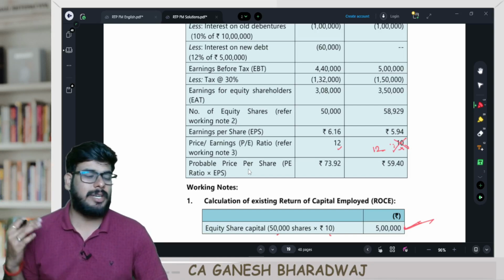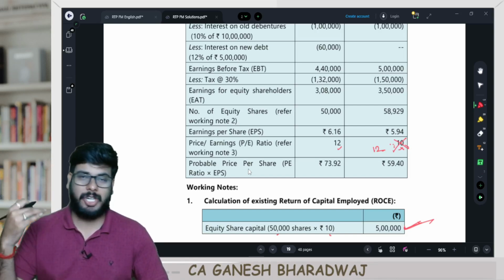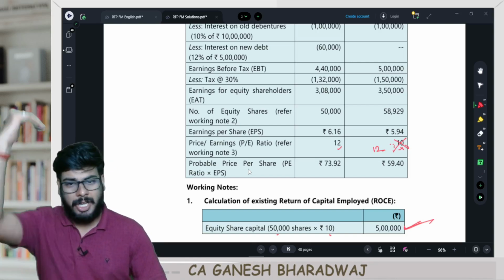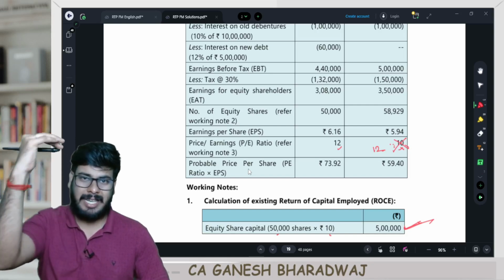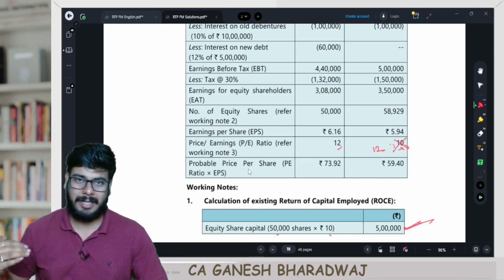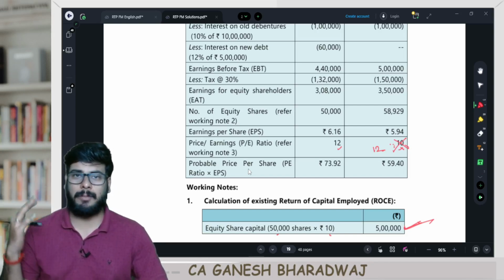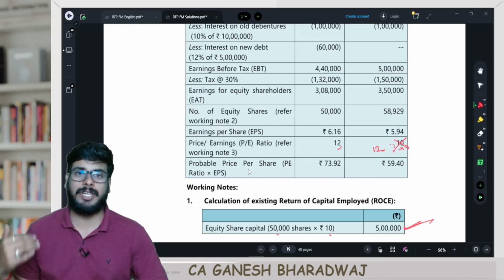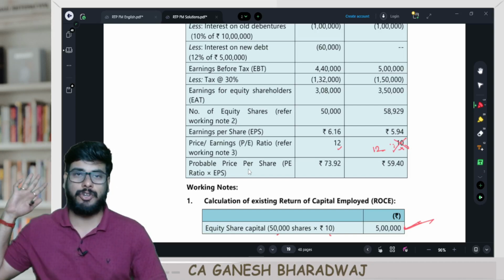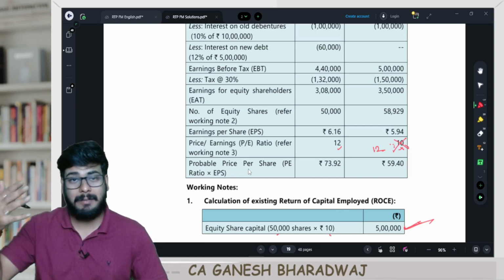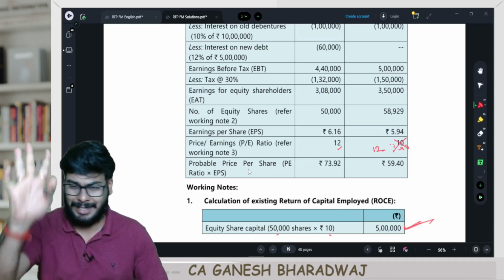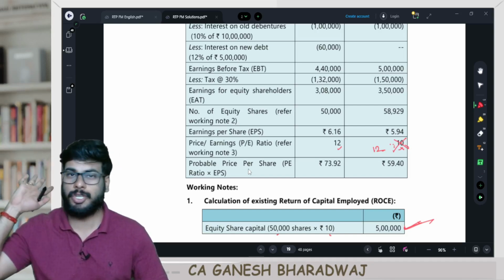So now, guys, you need to calculate the MPS, the market price per share, under both the alternatives. What will you do? You prepare the entire income statement: your EBIT minus interest, EBT minus tax, EAT, which is ideally your earnings for equity shareholders, divided by the total number of equity shares under both the alternatives. You get the EPS, multiplied with the P/E ratio, you get the MPS. As simple as that. This is the approach to the solution.